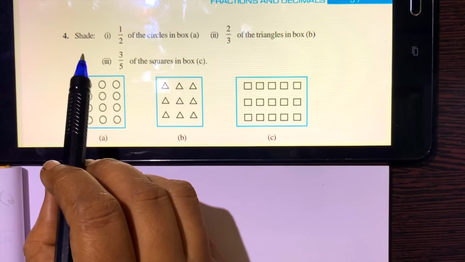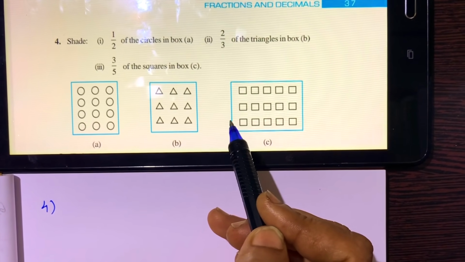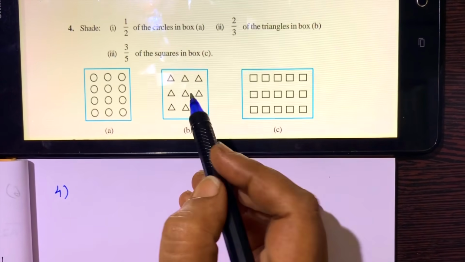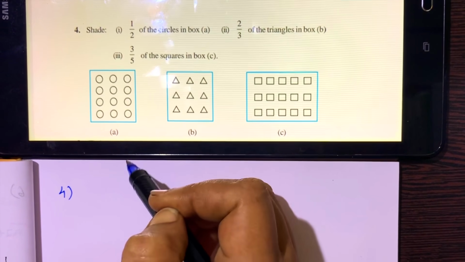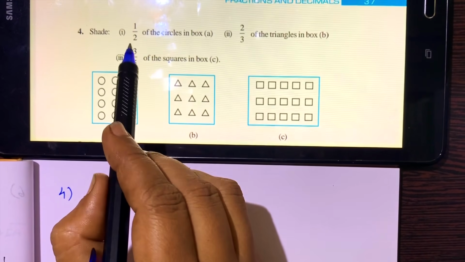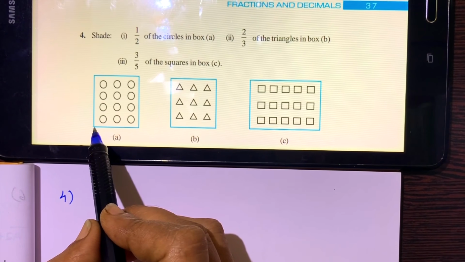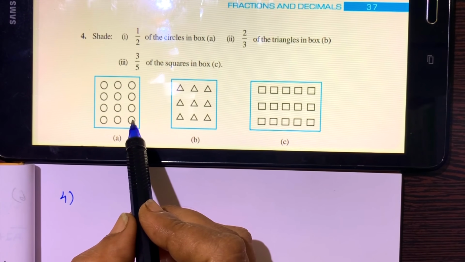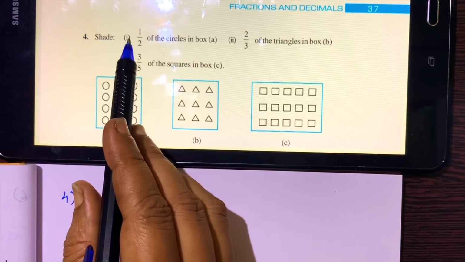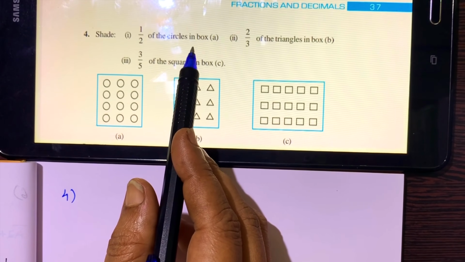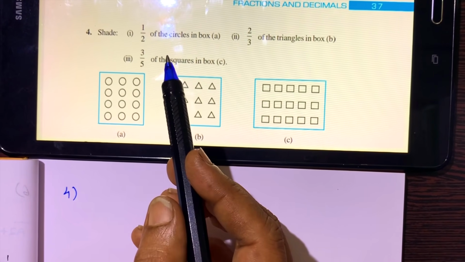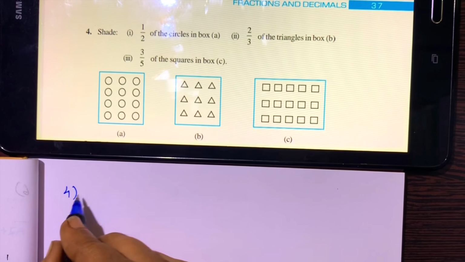Now fourth one. You have to shade here. But how many circles or how many triangles we have to shade, we have to find out. Half of the circles in the box. So we have to count the circles in the box. How many circles are there? 12 circles are there. So half of 12. Easily you can tell half of 12 is 6. But you have to find out.